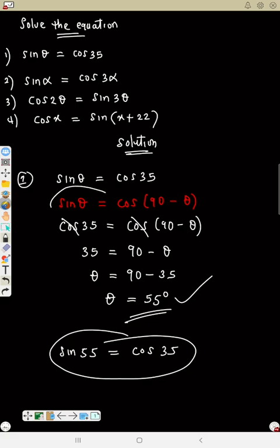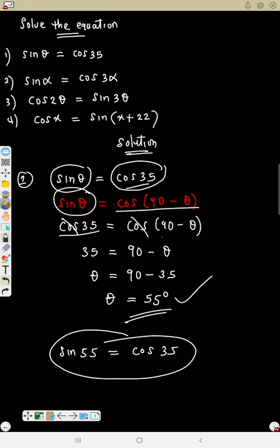So always use the identity to relate. Sine theta is cos 35. That means instead of writing sine theta here, I'll write cos 35, then equals cos 90 minus theta. So cos will cancel. Then you collect the like terms. So let's see the second question.